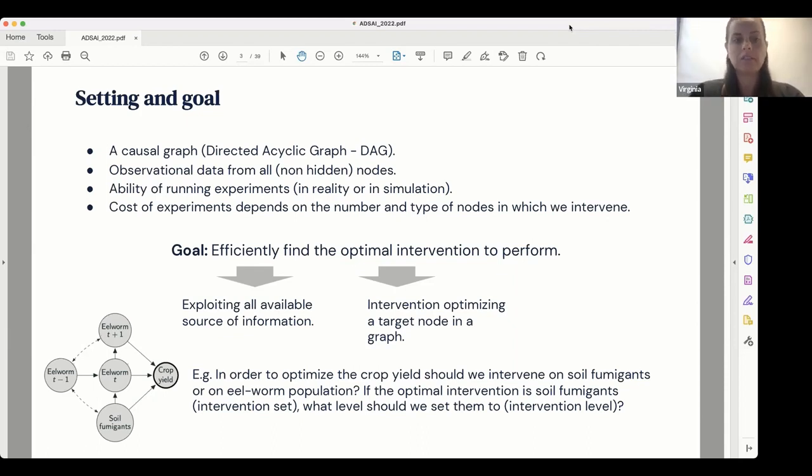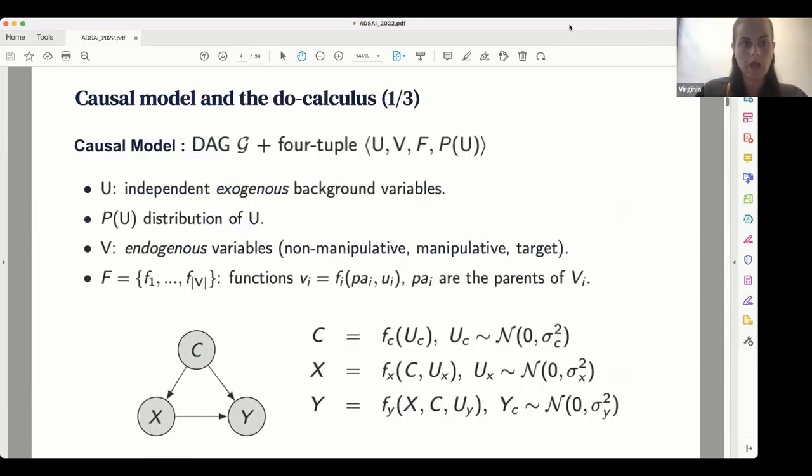Efficiency for us is very important because we would like to find the optimal intervention by exploiting all available sources of information. For example, exploiting the observational data that we observe and limiting the number of experiments that we have to perform. So, for example, in the first graph that we looked at, we might be interested in understanding whether, for crop yield, we should intervene on work population or soil fumigants and what level we should set them to.